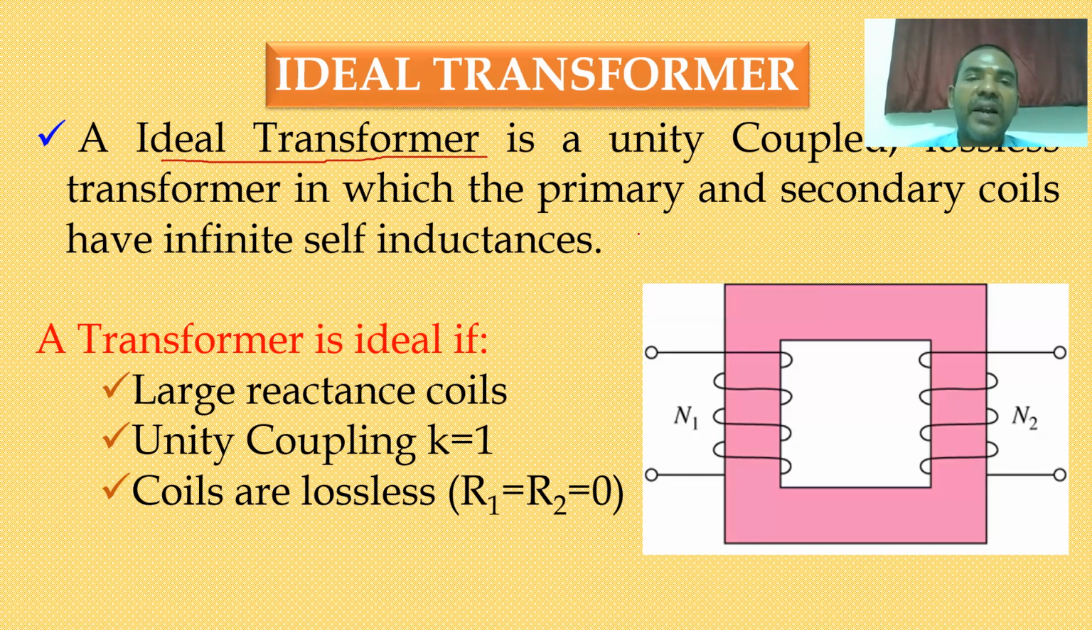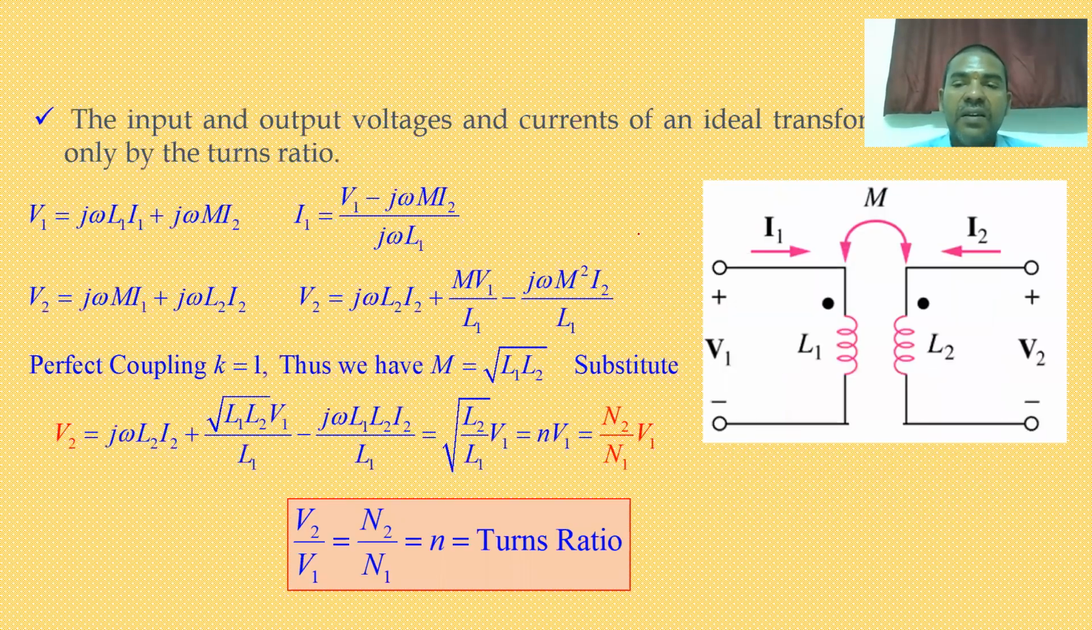A non-ideal or practical transformer means there must be some leakage reactance. The coefficient of coupling is nearer to 1, and there must be copper losses due to the presence of resistance in coil 1 and coil 2. Are you understanding? So now coming to the equations of the ideal transformer.